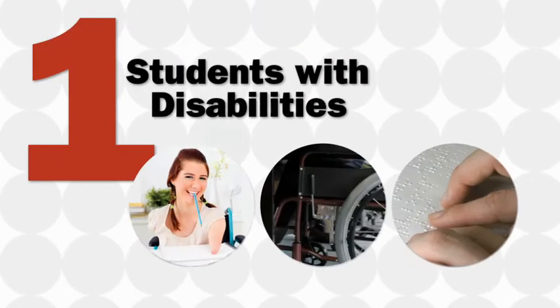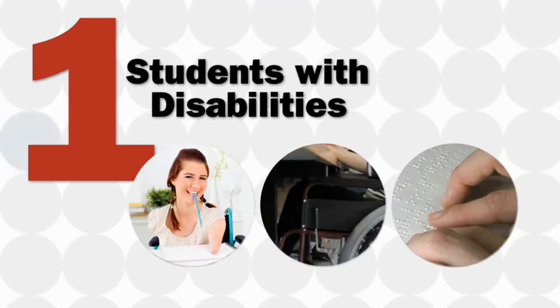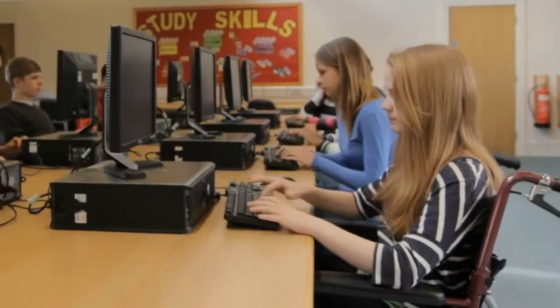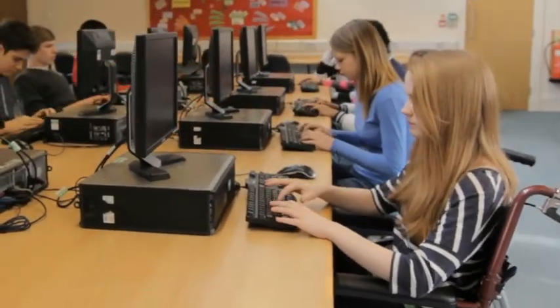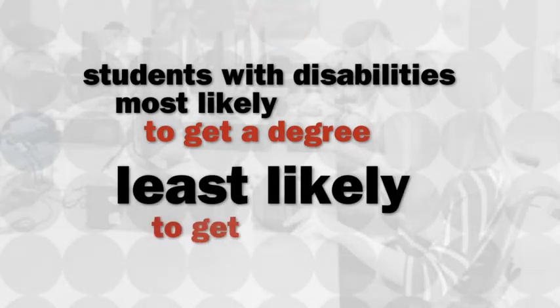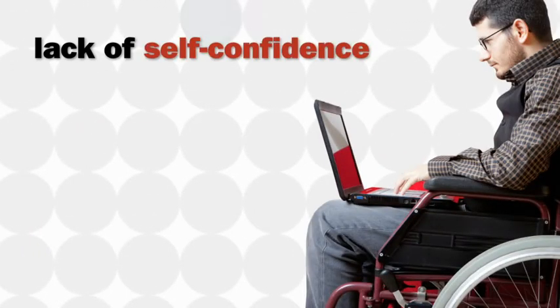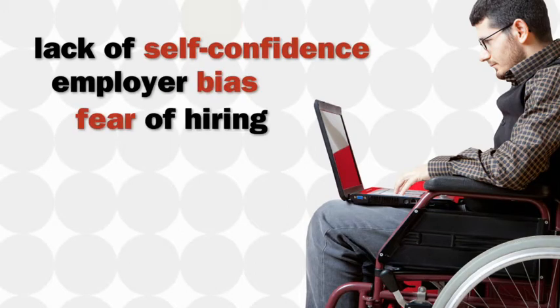The first special population subset is students with disabilities. This includes all students who meet the criteria defined under the Americans with Disabilities Act, or the ADA. California data has shown that students with disabilities are the most likely special population subset to get a degree and the least likely to get a job. These students often face a lack of self-confidence about entering the workforce and may also encounter employer bias or fear of hiring employees with disabilities.